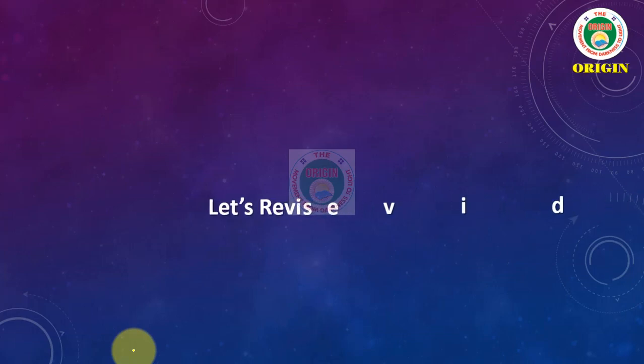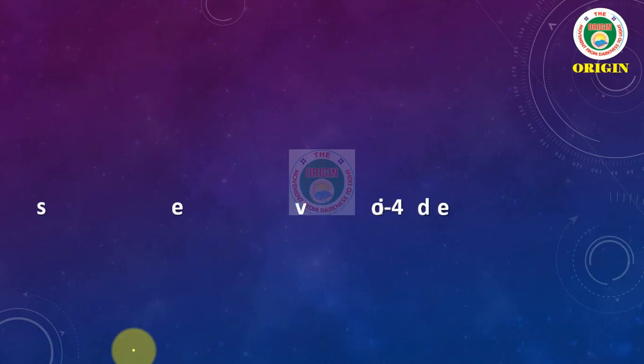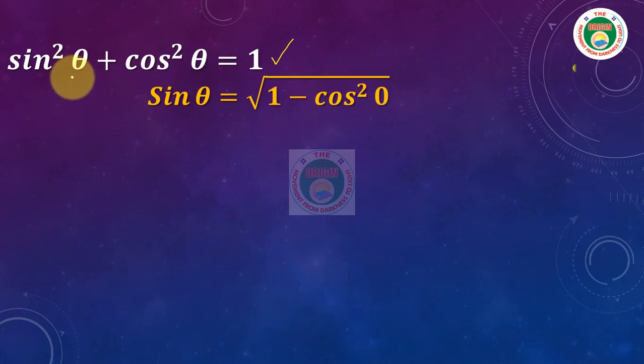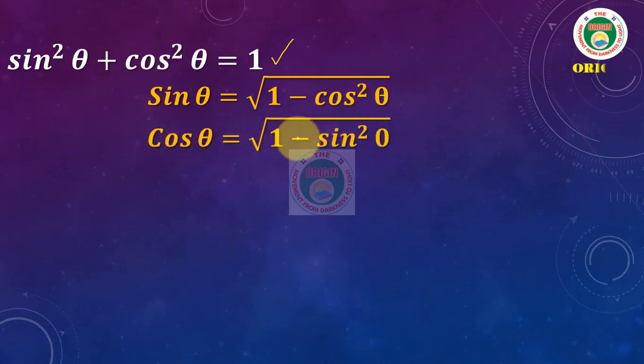Next, I explain some important formulas: sin square theta plus cos square theta equal to 1, secant square theta minus tan square theta equal to 1, and cosecant square theta minus cot square theta equal to 1, and their related conditions. Sin square theta plus cos square theta equal to 1, and sin theta in terms of cos is sin theta equal to square root of 1 minus cos square theta, and cos theta in terms of sin, cos theta equal to square root of 1 minus sin square theta.